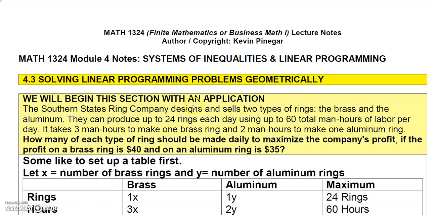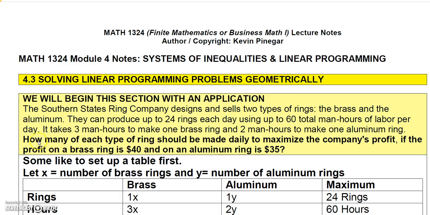There's a ring company here that sells two types of rings, brass rings and aluminum rings. And they can produce up to 24 rings each day, using up to 60 total man hours of labor per day. And notice it says it takes 3 man hours to make a brass ring and 2 man hours to make each aluminum ring. How many of each type of ring should be made daily to maximize the company's profit, if the profit on a brass ring is $40 and the profit on an aluminum ring is $35?